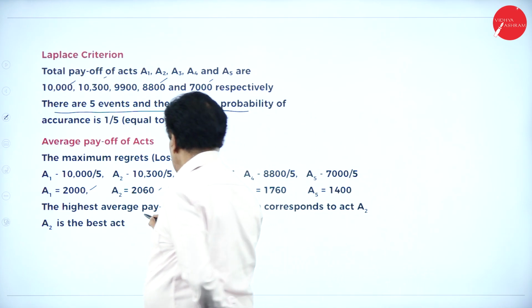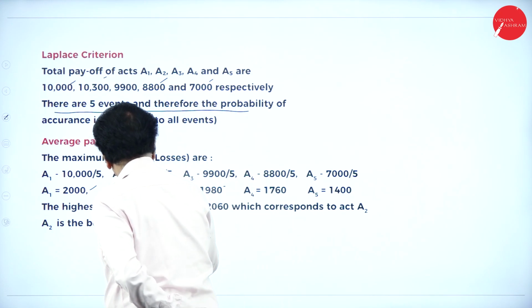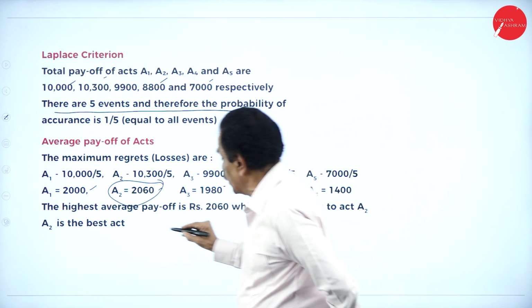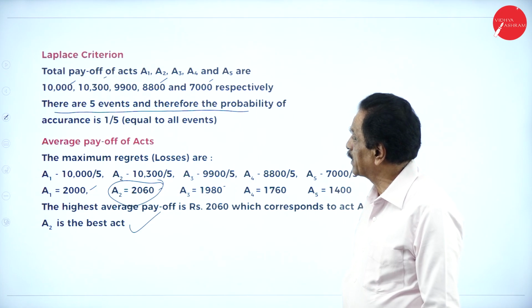See that the highest average payoff is 2,060, which corresponds to act A2. Therefore, A2 is the best act. A2 is the best act.